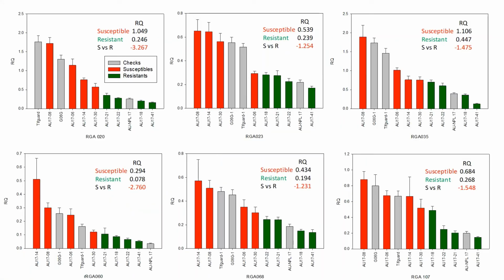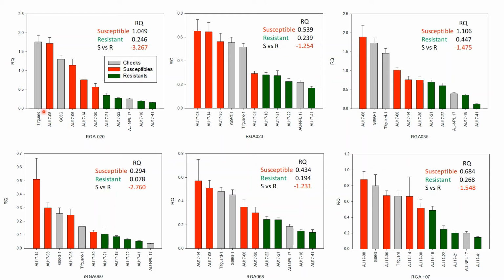This graph shows a relative quantification of gene expression levels with the susceptible lines in red and the resistant lines in green, with the checks in the gray bars. The x-axis represents the different genotypes, and the y-axis represents the different levels of relative quantification. This number represents the average of the susceptible lines. This number represents the average of the resistant lines. There is a negative correlation between susceptible versus resistant for all these 6 genes represented here.